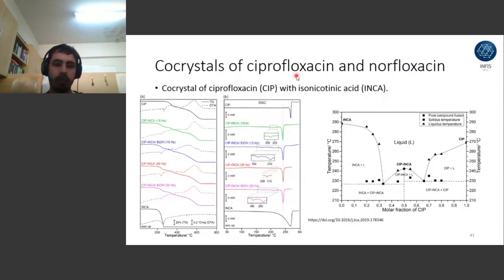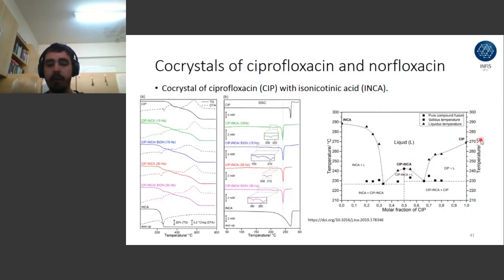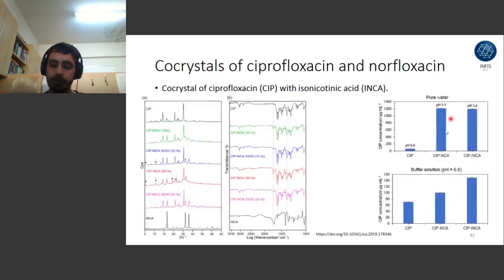So we were also able to obtain a co-crystal of ciprofloxacin with isonicotinic acid. Here you can see the binary phase diagram. We have the W shape, which is characteristic of a co-crystal or a salt, and we have the formation of a new structure. In this case, the thermal stability didn't increase, it actually decreased a little bit. And in the case of ciprofloxacin, we could get a really huge increase in the solubility in pure water. So this is the solubility of cipro by itself and the co-crystal of cipro with isonicotinic acid. It's 10 times higher, at least.